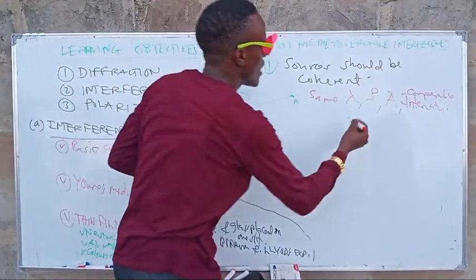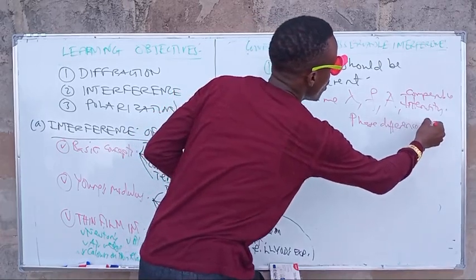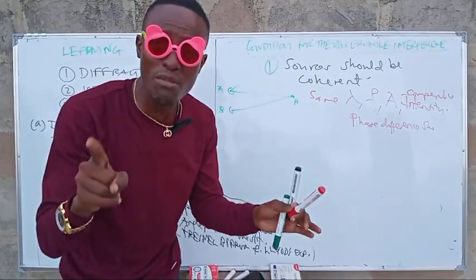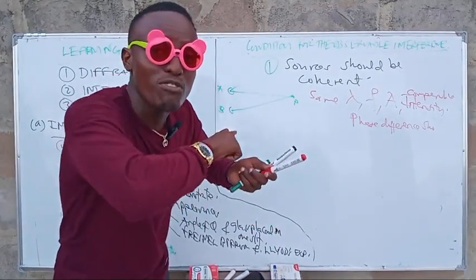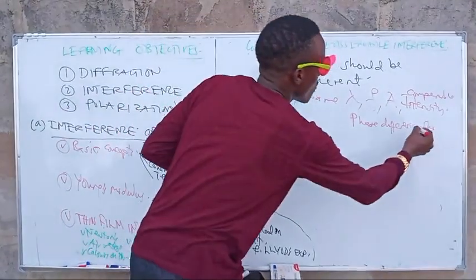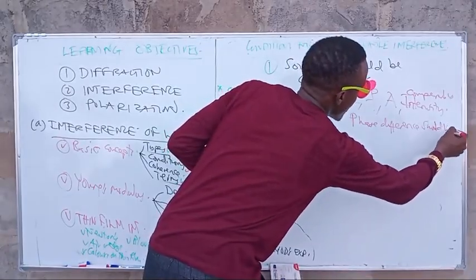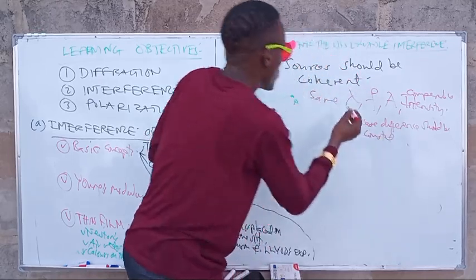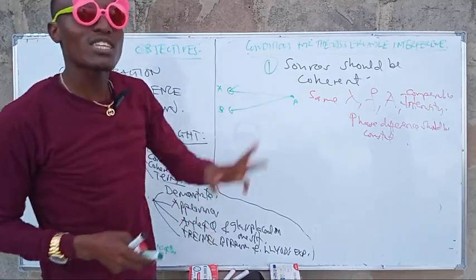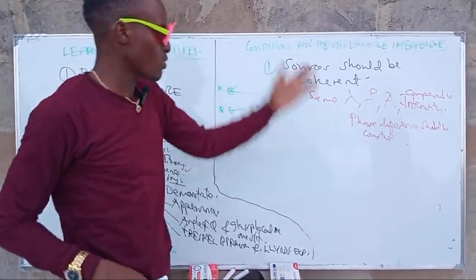So the phase difference should not vary. This means the medium should be isotropic: as the wave travels through the medium, its speed is constant and doesn't change. So the phase difference should be constant. That's what is meant by coherent sources. The sources should have the same amplitude, frequency, and wavelength, and the phase difference should also be constant.